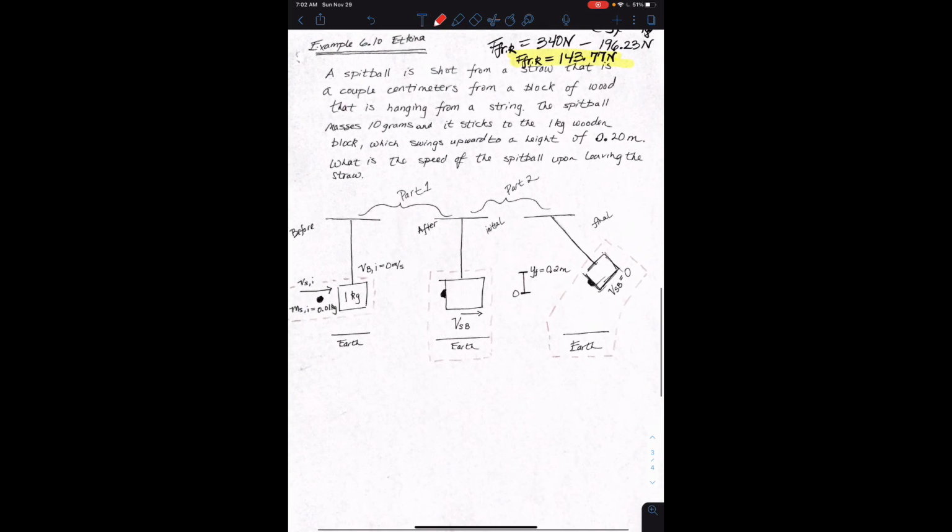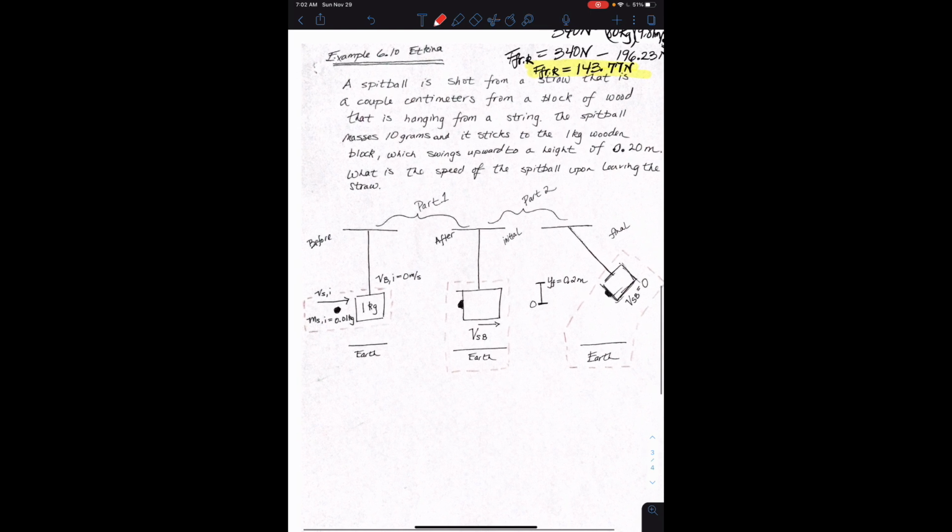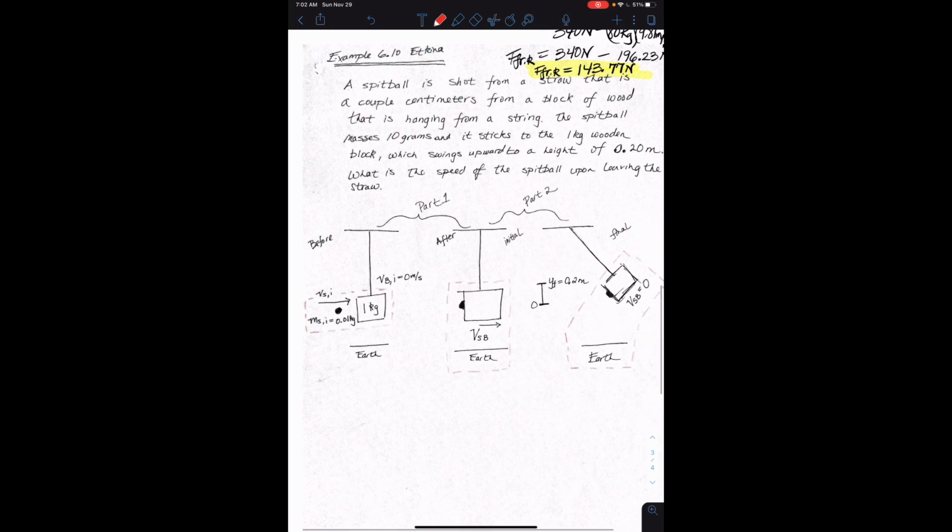Okay, in the next example, a spitball is shot from a straw that is a couple centimeters from a block of wood that is hanging from a string. The spitball mass is 10 grams. Right away, we don't like 10 grams, so we're going to switch that into kilograms. The mass of the spitball is equal to 0.01 kg.